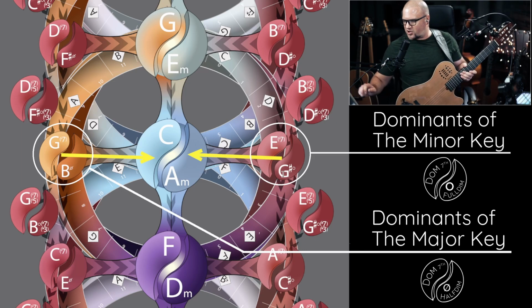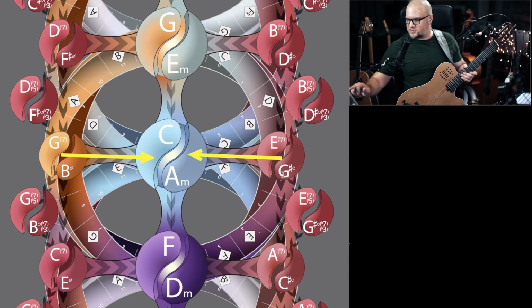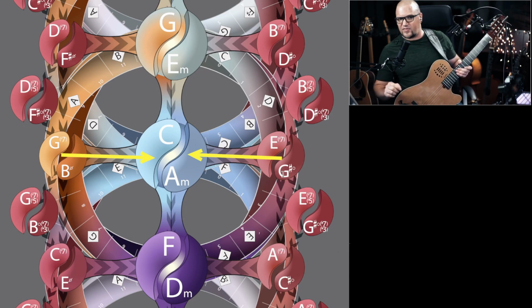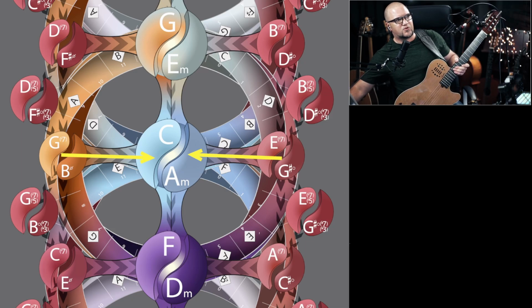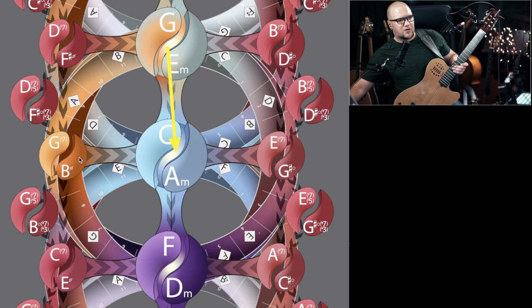So those are the two dominants. That's the most important thing. So the key center and then the two dominants. I would say those are the most prevalent feature. Because ultimately everything wants to come back to the center, whether it's here, here, here, and even these chords off in a different key.